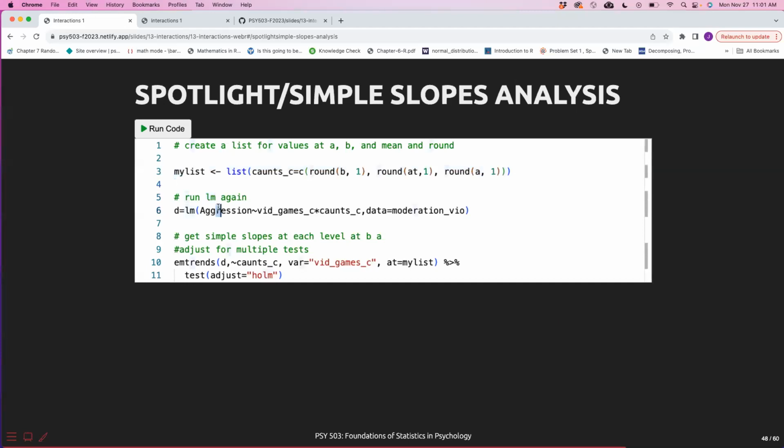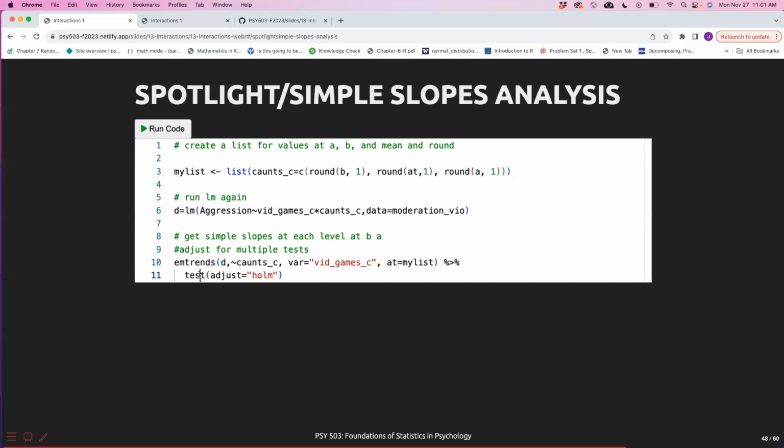This is just running the lm model again. If you've already saved this as D or whatever you saved it as, you don't need to do this. But what we're going to do is input this model into emtrends. We're going to state what our moderator variable is, and then what our focal predictor or independent variable is. So this is video games. And then we need this at function. This at function is going to be the variable that created my list. And my list has 3 values in it: 1 standard deviation below the mean, at the mean, and above the mean. Those are the 3 values that we're going to look at.